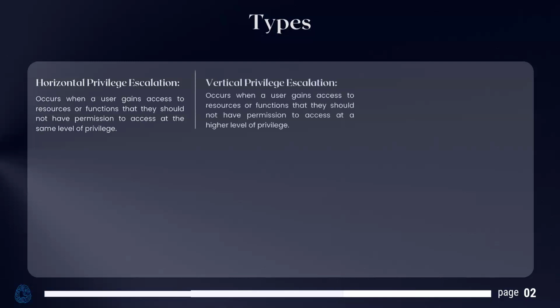Now let's go to another part, which is vertical privilege escalation. This type occurs when a user gains access to resources and functions that they should not have permission to access at a higher level. For example, the admin page. A normal user doesn't have access to admin pages and the powers or controls that admin pages have.